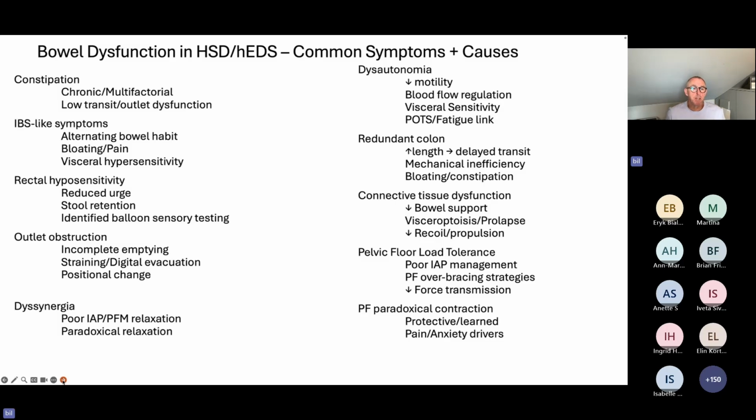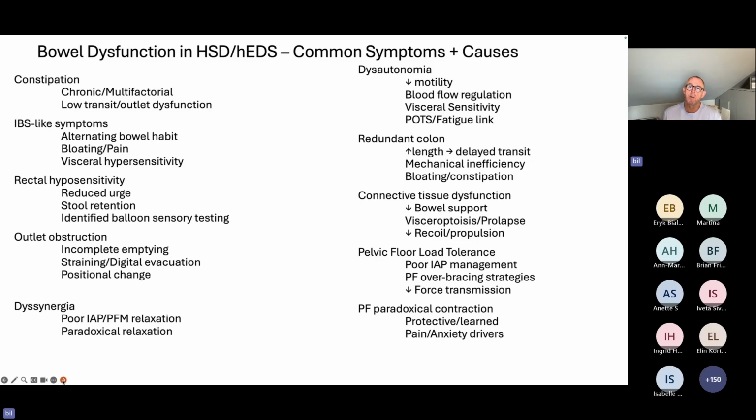Outlet obstruction is things like incomplete emptying, where they've got straining or they're having to use digital evacuation, and it can be caused by positional change. It can be caused by rectocele. It can be caused by a non-relaxing pelvic floor. We have a dyskinesia because of poor intra-abdominal pressure and pelvic floor coordination and relaxation. We get paradoxical contraction, where the pelvic floor is not relaxing to allow the bowel to empty properly, although we're getting peristalsis in the bowel itself.